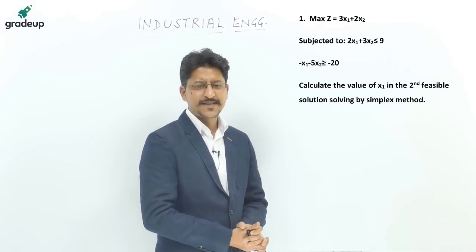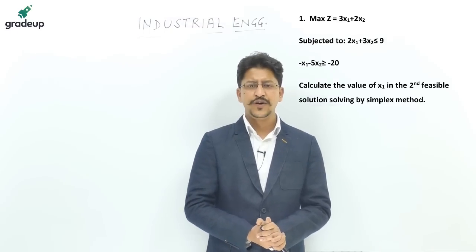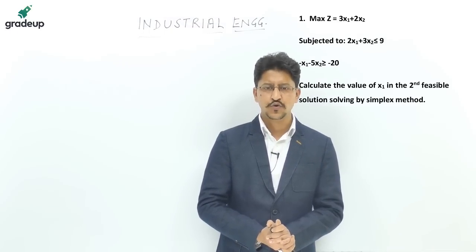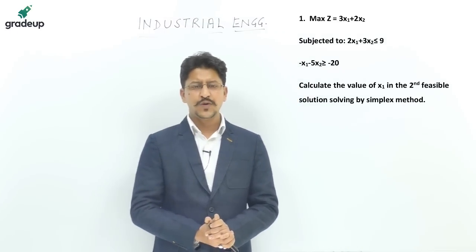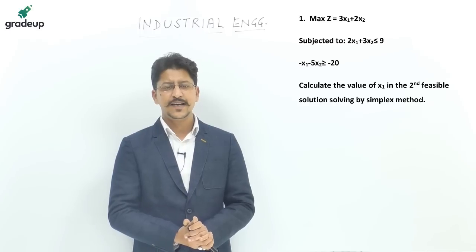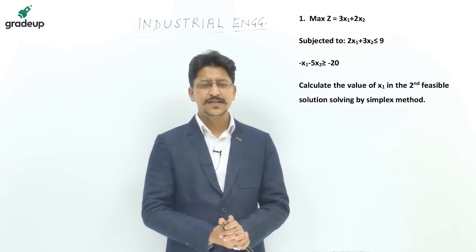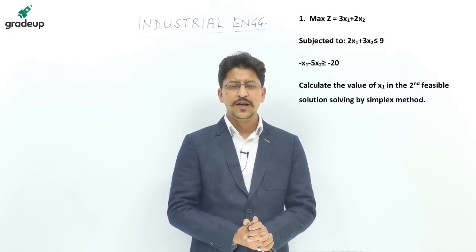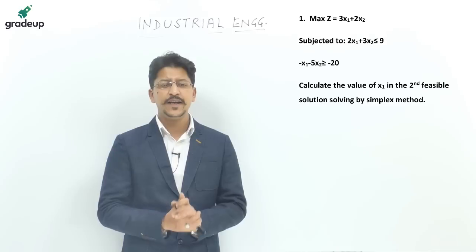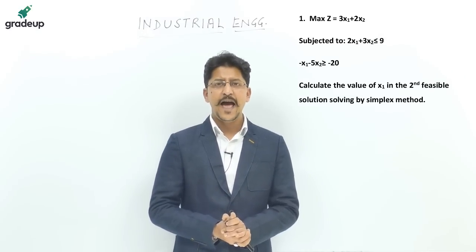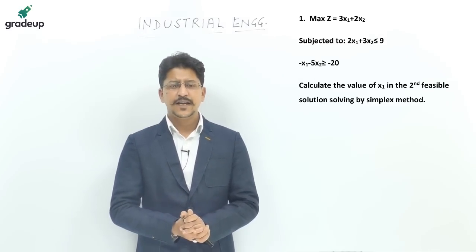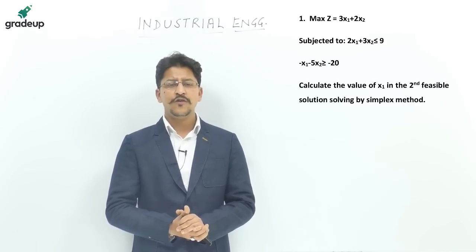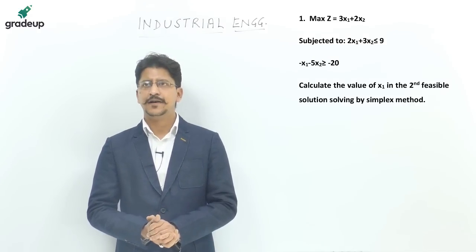This says maximize z equal to 3x1 plus 2x2 subjected to 2x1 plus 3x2 less than equal to 9, minus x1 minus 5x2 greater than equal to minus 20. Calculate the value of x1 in the second feasible solution solving by simplex method.